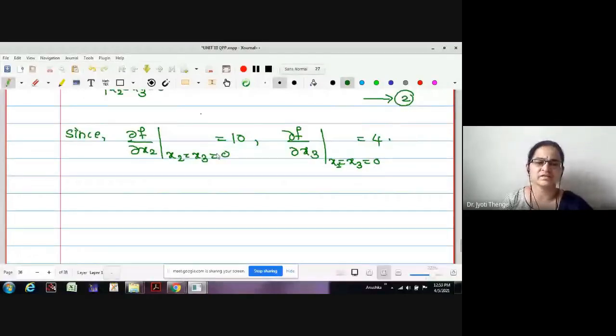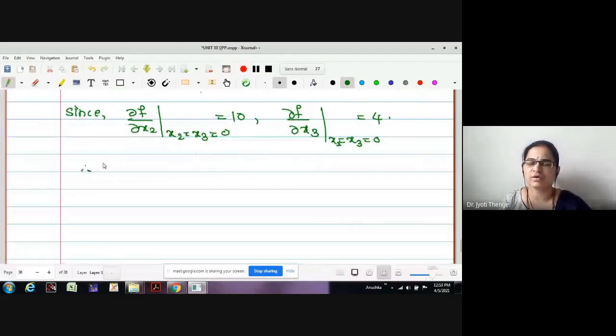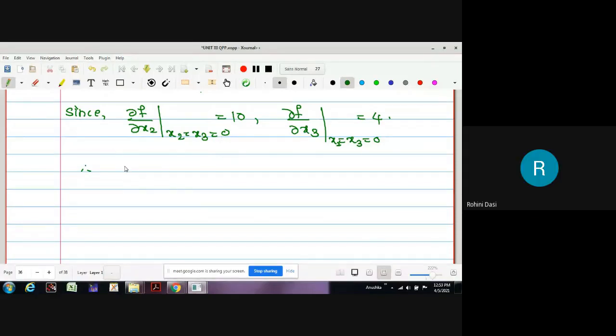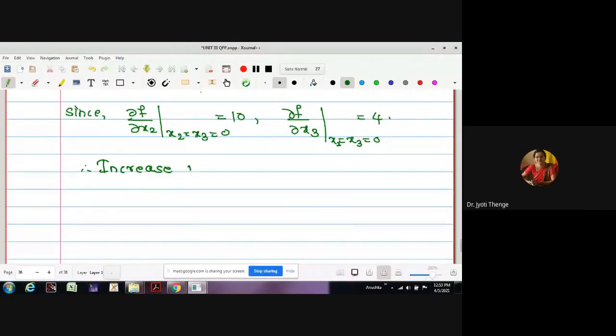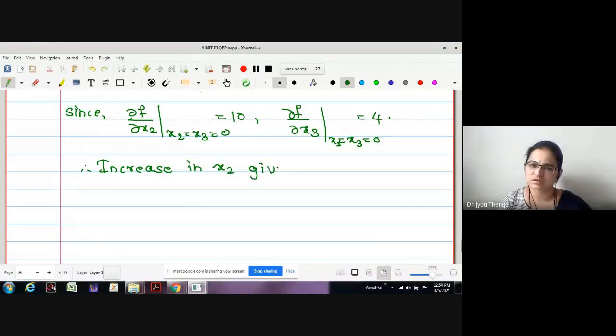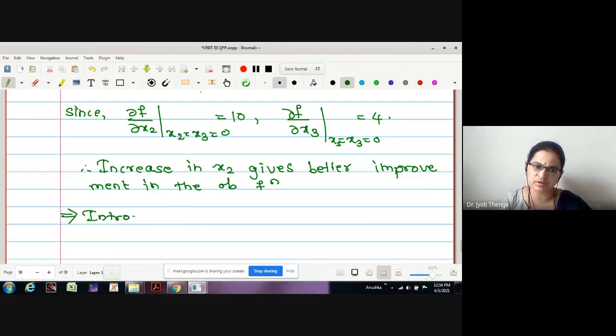As this is the partial derivative, what should I do? Select maximum, no? So which variable should I select as the basic variable? X2. Because, shall I write, increase in x2 gives better improvement in the objective function, right? Better improvement in the objective function. Okay, therefore select or introduce x2 as basic variable.